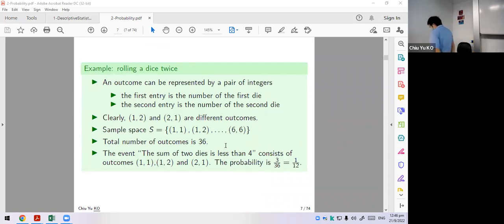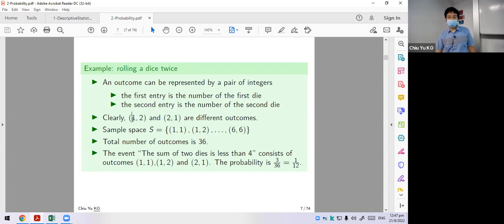Now we consider the following cases. More complicated is if I roll a die twice instead of once. An outcome, you can record it as the numbers that appear every time. But in that case, we would consider first time is 1, second time is 2, is different from first time is 2, second time is 1. That means I have 2, 1 is different from 1, 2.